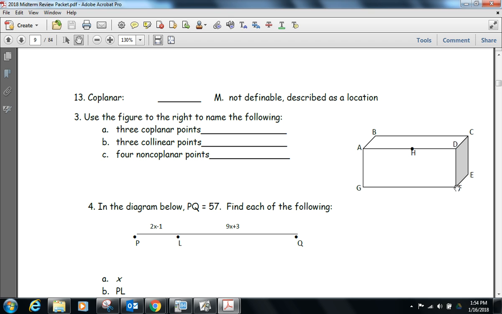Bella. To name 4 points? Well, it doesn't matter if it's B, A, D, G. I could name 3 that are on the same plane, and as long as the fourth one's not, all 4 are still considered non-coplanar. Okay?